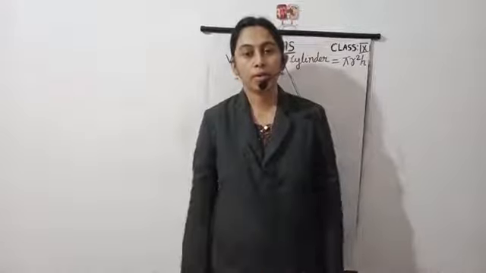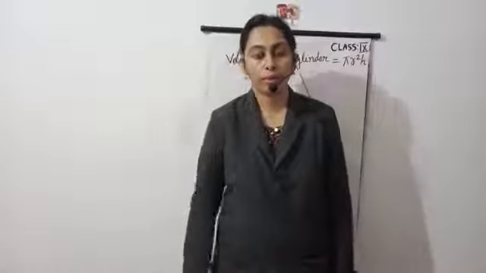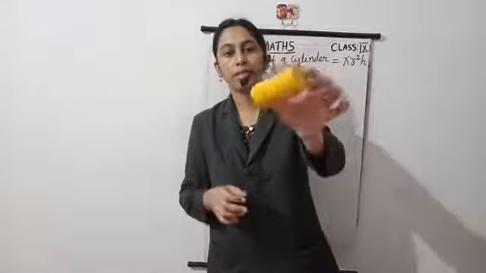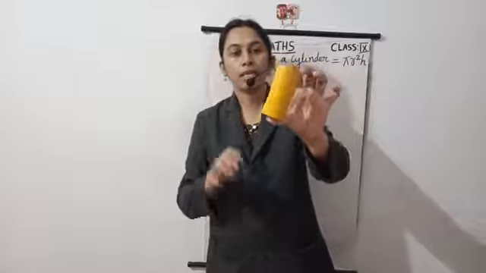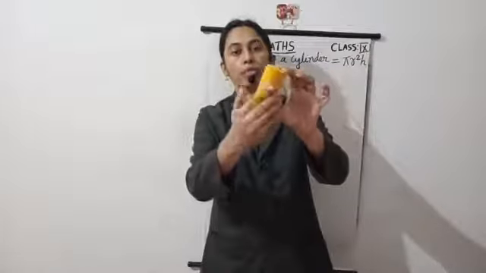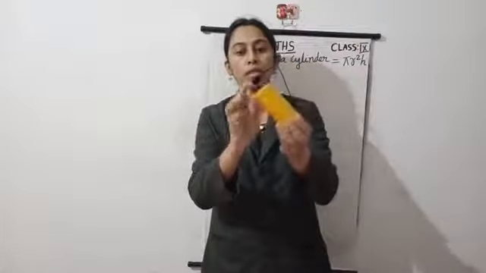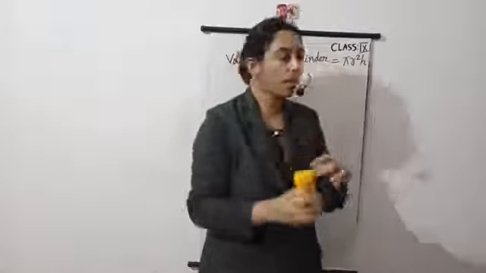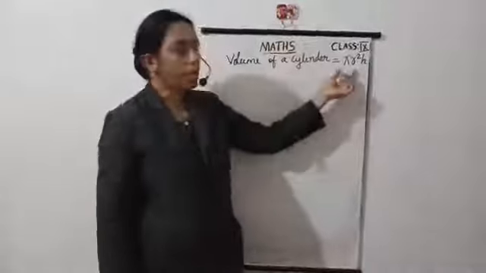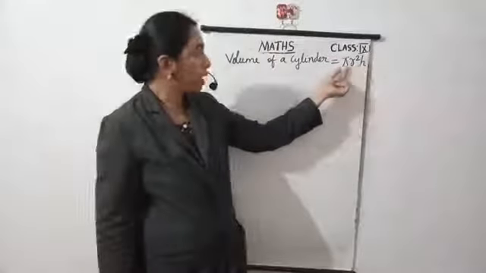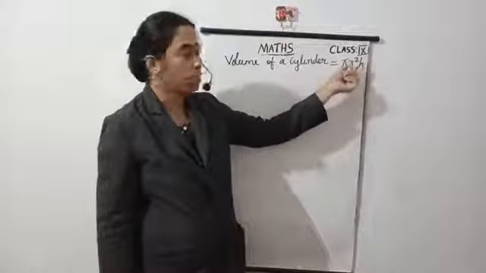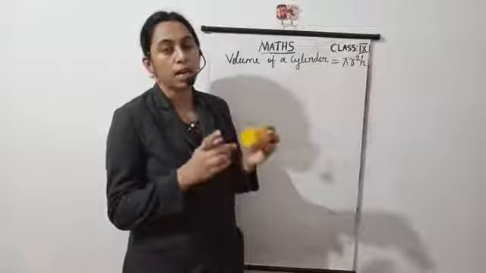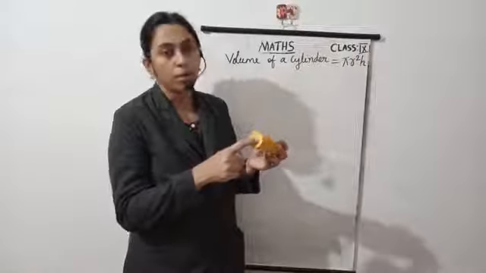Today we are going to learn about the volume of a cylinder. Do you know what a cylinder is? This shape is a cylindrical shape. A cylinder has one curved surface and two circular faces. So the volume of a cylinder is pi r square h, where h is the height of the cylinder and r is the radius of the base.